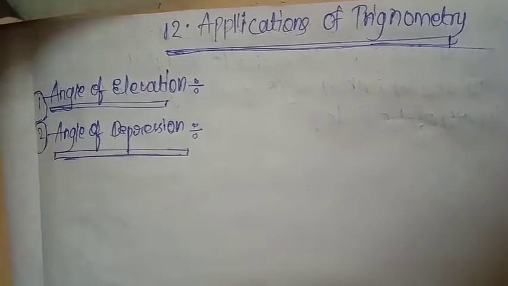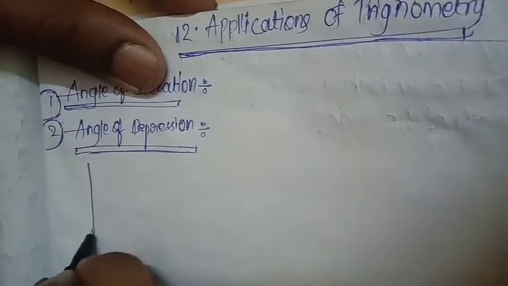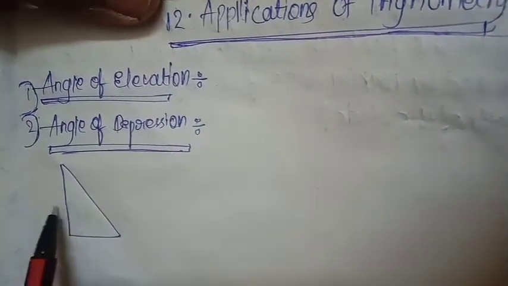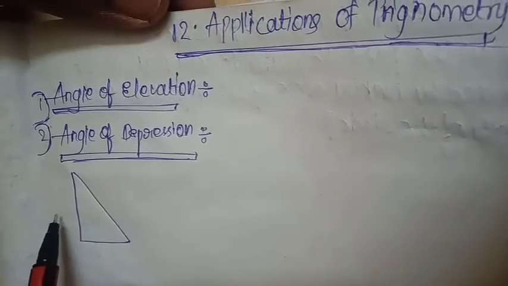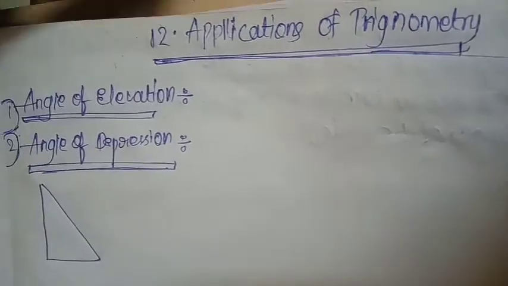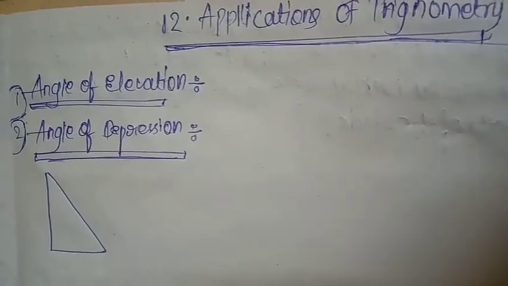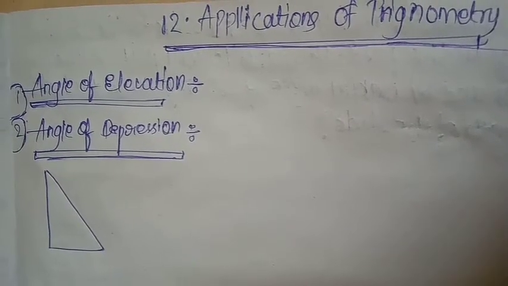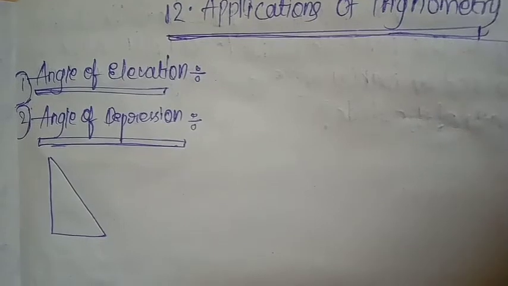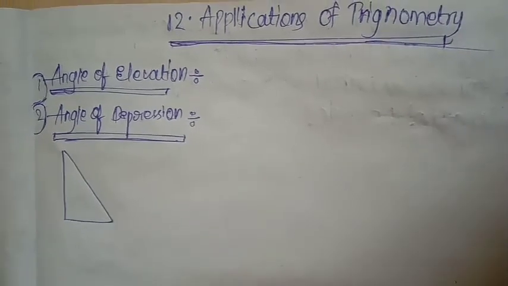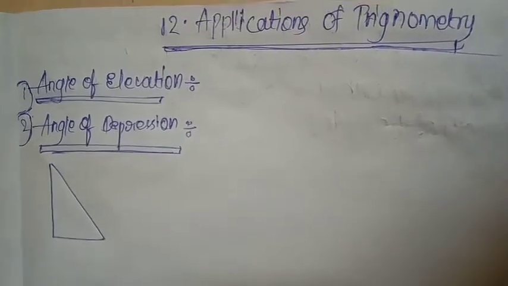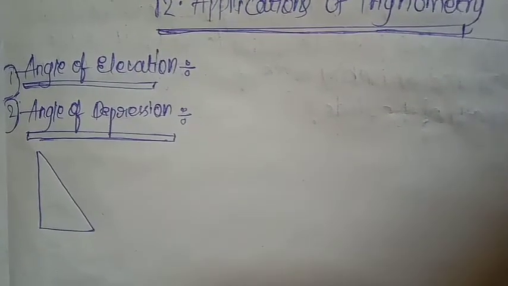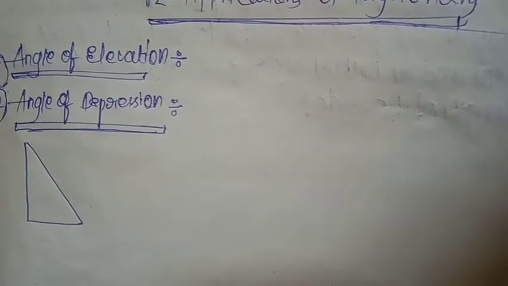For example, let's take a triangle. So this is a triangle. How do we measure this triangle's height? In this topic we use the trigonometric ratios like sine, cos, tan. These three ratios are used to measure the heights of all triangles, all places and even objects like Mount Everest. Like this, we have measured the heights of so many places by using these ratios.